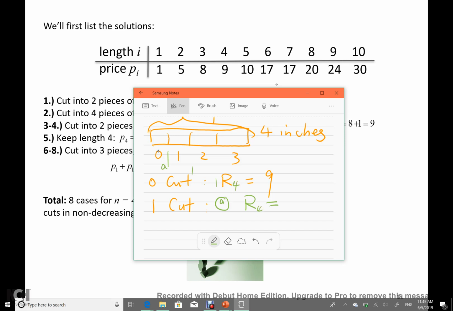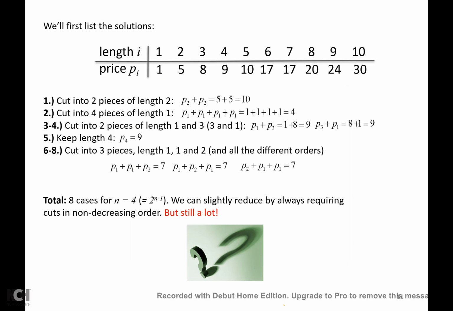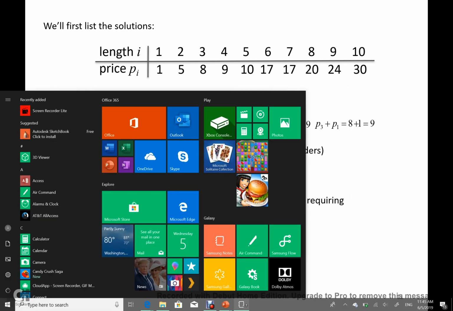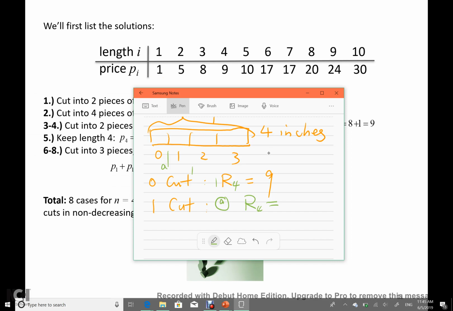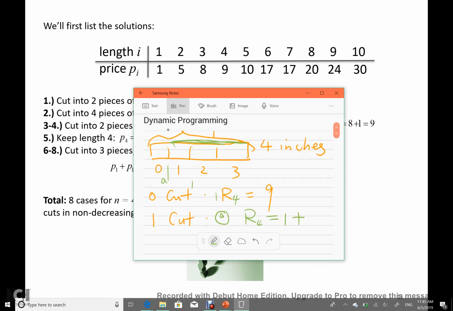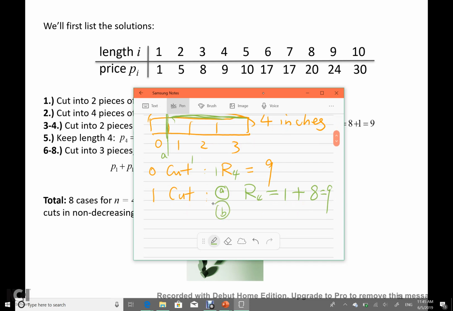In this solution, the revenue is equal to the piece of 1 inch, with its value, which is 1, plus the remainder. Because we only have one cut, this is the piece of rod of 3 inches, so plus 8, we have 9. And this is the first solution for one cut.